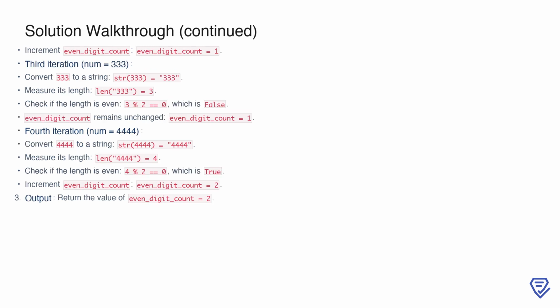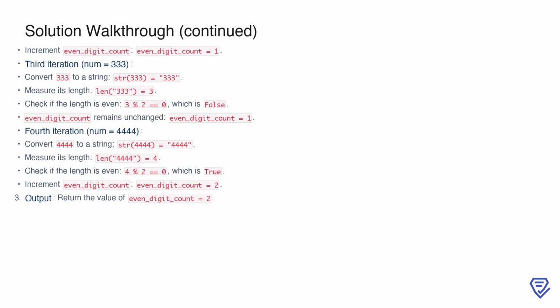In the second iteration, the number is 22. Converting it to a string gives "22", and its length is 2. Since 2 is an even number, we increment even_digit_count by 1, making it equal to 1. Next, in the third iteration, the number is 333. Converting it to a string gives "333", and its length is 3. Since 3 is odd, there's no change to even_digit_count, so it stays at 1.